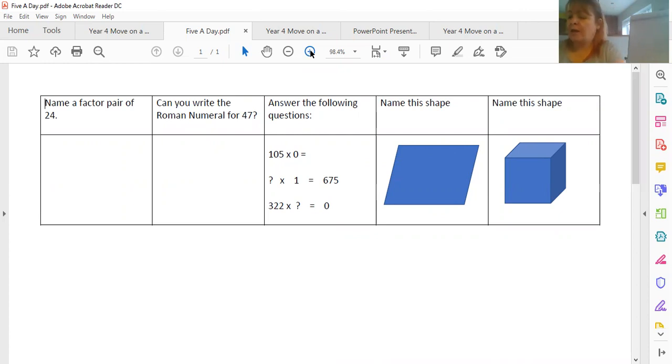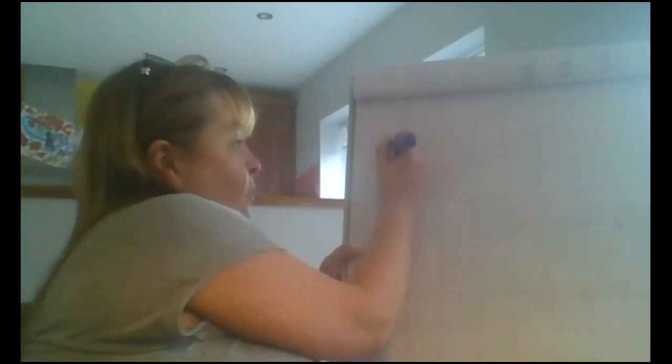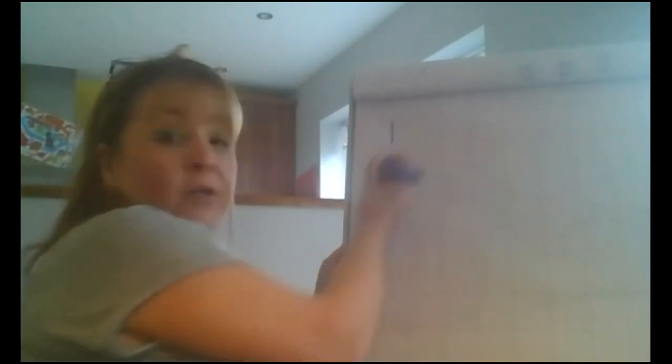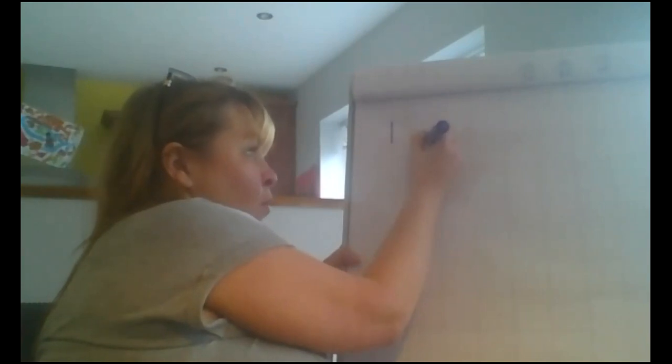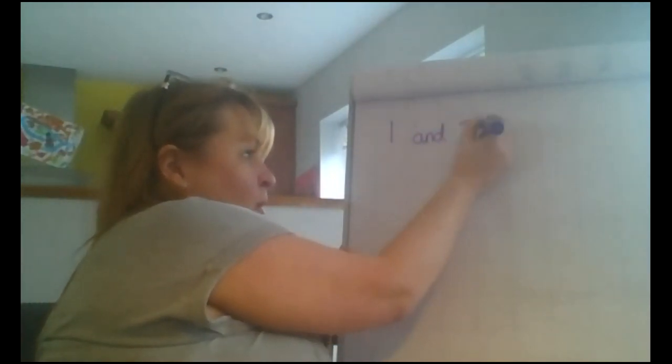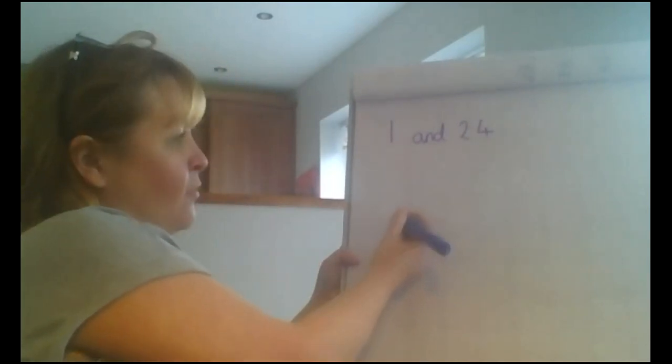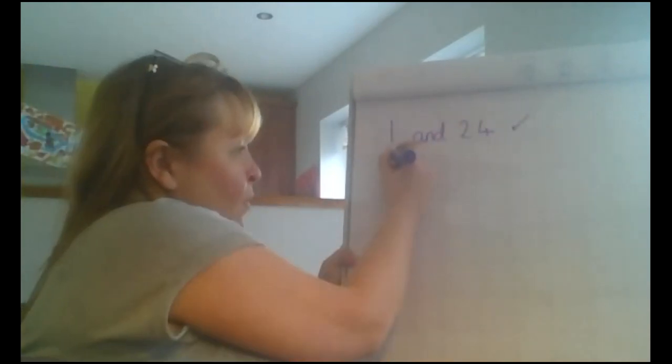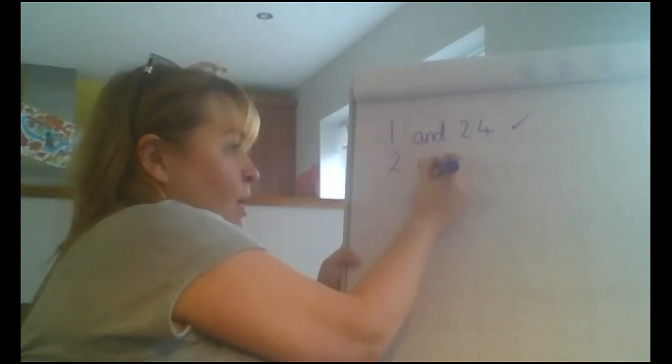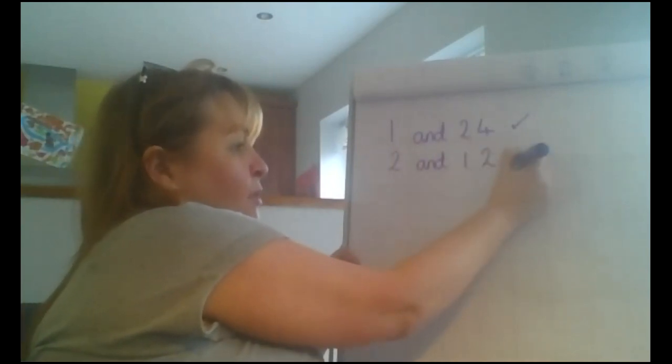Right then, my lovelies, I hope that you've managed to answer the questions, and I'm just going to go through the answers with you. So, name a factor pair of 24. Well, you did factor pairs on Wednesday in the live lesson with me, so hopefully you can remember the method that we did. So you start at 1, so 1 and 24. Then we would go through, so you could have that, so that's a tick. We'd go to 2, so 2 and 12. So if you've chosen that one, you've got a tick.